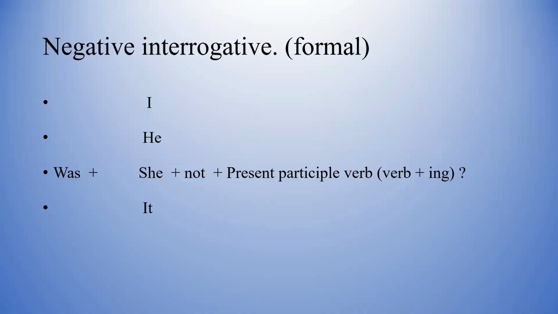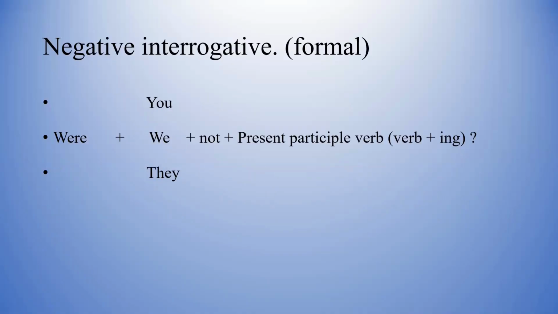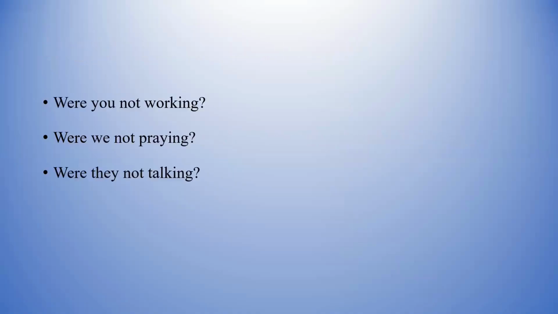Look at the examples. Was I not working at a hospital? Was she not reading her friend's memoir? Was he not speaking to his boss? Was it not working? If the subjects are we, you, and they, it follows the same structure, but here we use were. For example, were you not working? Were we not praying? Were they not talking?